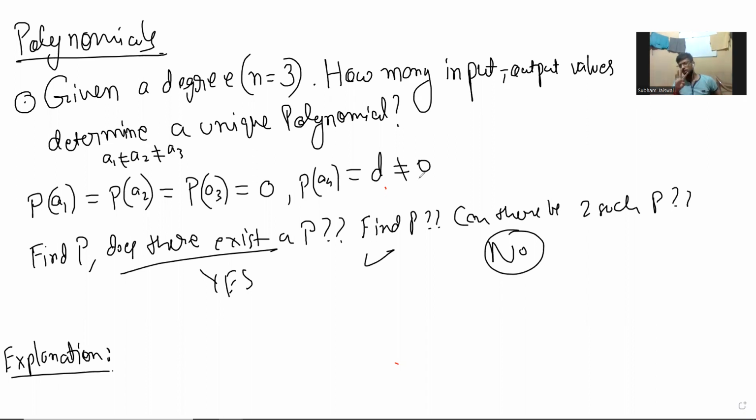So with these 4 input-output values, of which 3 are 0 and the fourth is not 0, it has to be not 0, as we have seen, we can find the unique polynomial. Is this agreed?